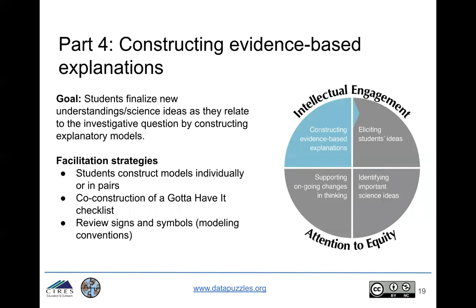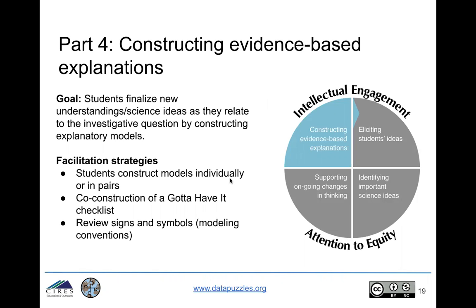And this last piece, after we've analyzed some data, is to construct an explanation for that investigative question. Students are going to be finalizing new understandings and science ideas as they relate to that investigative question by constructing explanatory models. In this case, an explanatory model, and I'll show you an example in just a moment, is just an annotated sketch for the question for this data puzzle: how are reproductive rates affected by temperature? Students can construct these models individually or in pairs.